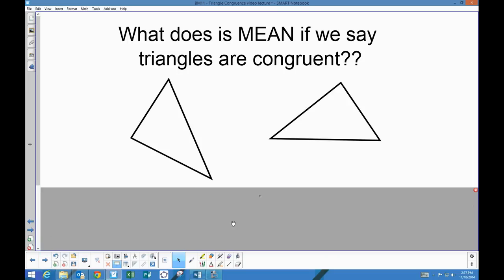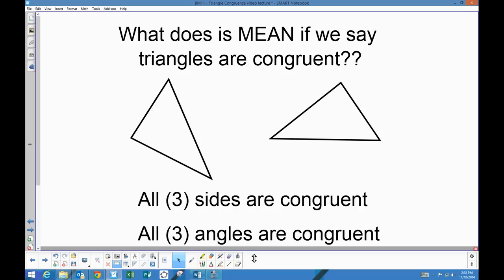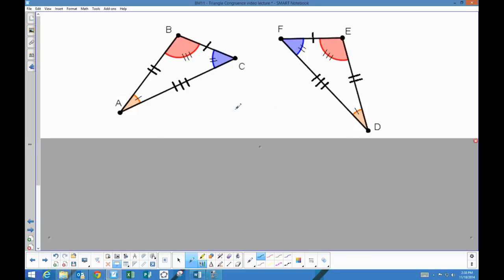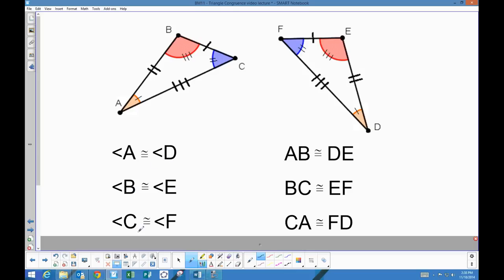Okay, so we talked about what it means if they're congruent. For triangles to be congruent, though, we've got to have all 3 sides congruent to each other, and all 3 angles congruent to each other. And again, that would look something like this, where each of the corresponding sides are congruent to each other. And then the same with all 3 of the angles, too. Okay? So here's our original image, and we can match them up. A goes with D, B goes with E, C goes with F. Side AB goes with side DE, BC goes with EF, and CA goes with FD. And that should all make sense because that's what we've been doing in class.